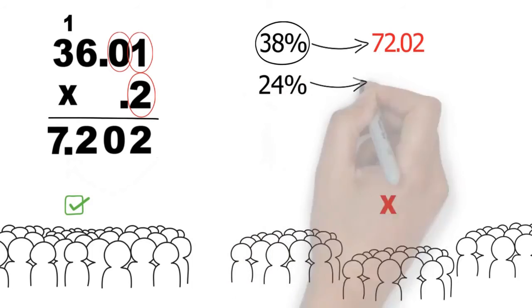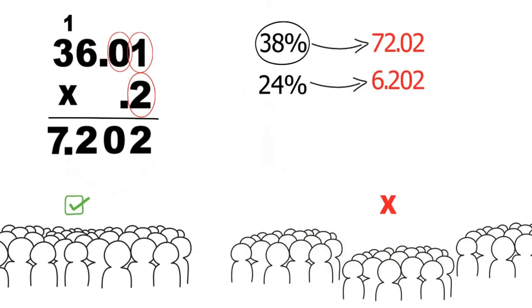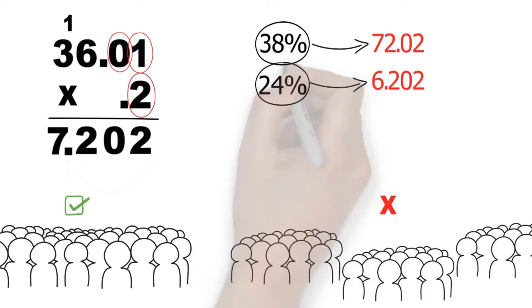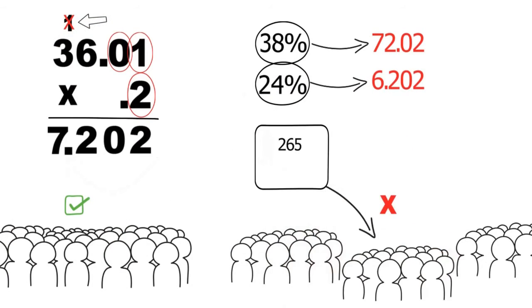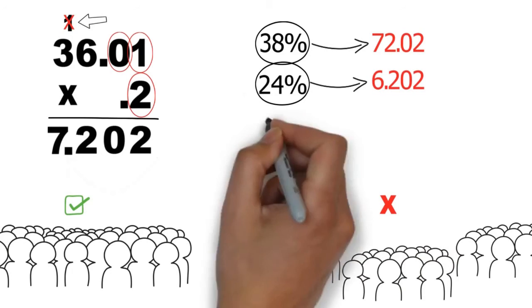24% of the wrong answers were 6.202. In this case, we can see that these students made a mistake in regrouping while solving this problem. So we give them extra practice on how to regroup when multiplying.